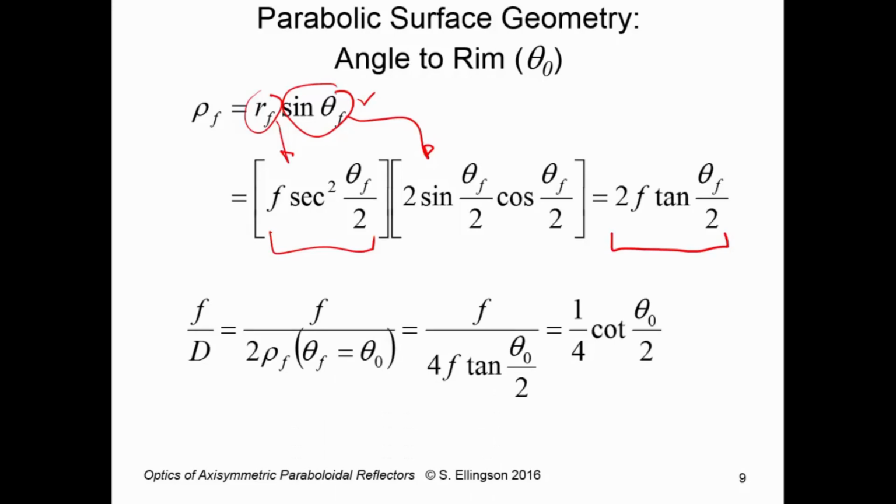So now we can calculate f over d in these terms. F over d is just f, and then in the denominator, d can be written as twice this radial distance when theta sub f equals the angle to the rim. Now we can substitute the expression that we came up with in the line above into the denominator, and tangent becomes cotangent once we take the reciprocal, and we end up with f over d equals 1/4 times cotangent of the angle to the rim divided by 2.